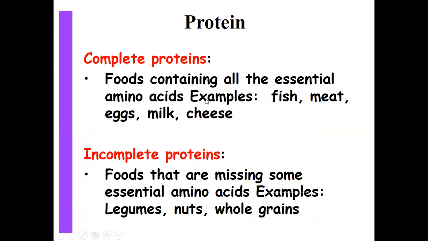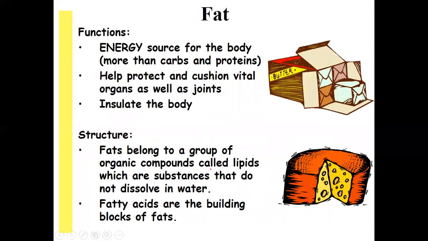Now, let's talk about the complete proteins. Examples of food that contain complete proteins are fish, meat, eggs, milk, and cheese. All of these contain proteins in them. The incomplete proteins are food that are missing some amino acids. Examples are the legumes, the nuts, or the whole grains. All of these are examples of proteins, but they don't have a complete protein molecule in them.